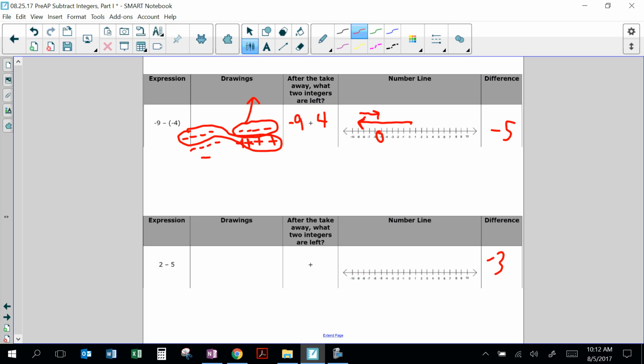Let's show this with drawing. So you have 2. Can I take away 5? Can I take away 5 without changing the value of this 2? So what do I need to draw? 5 zero pairs. So now I take away these 5.